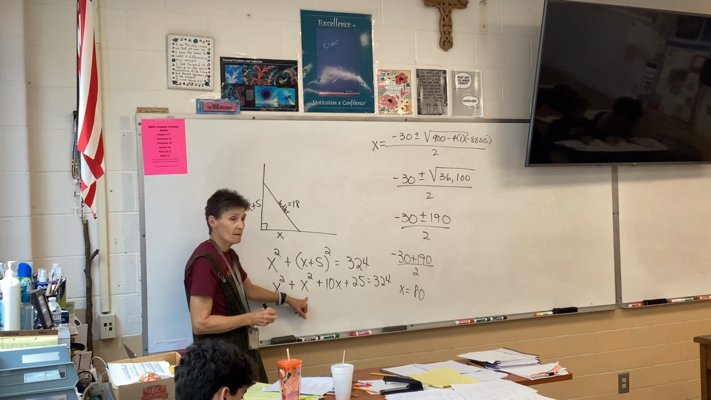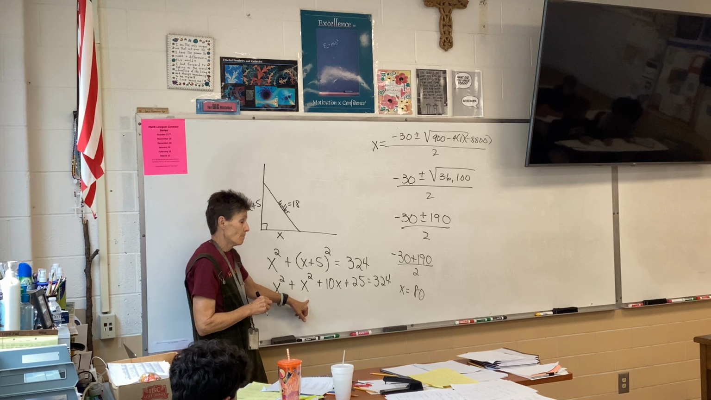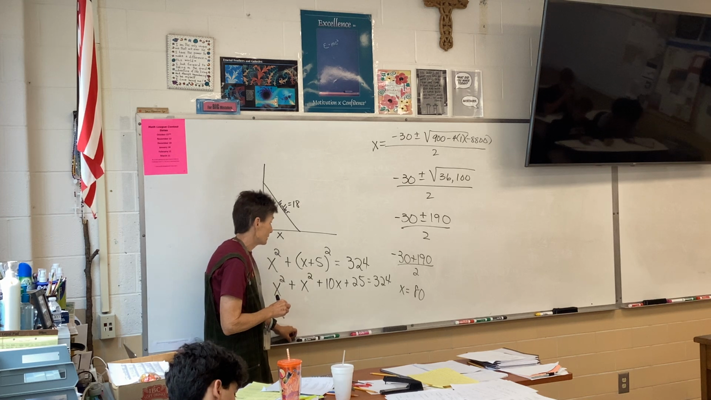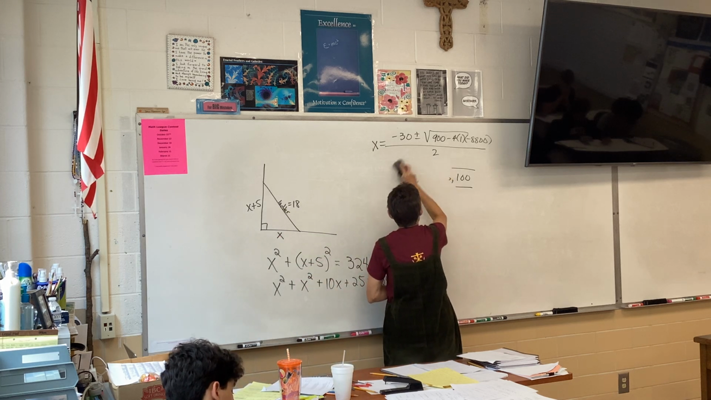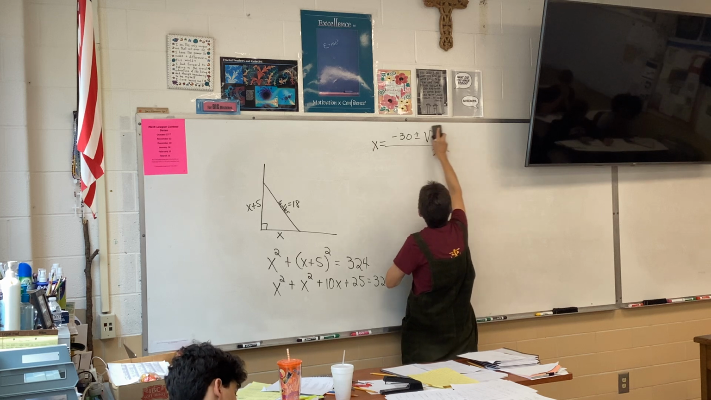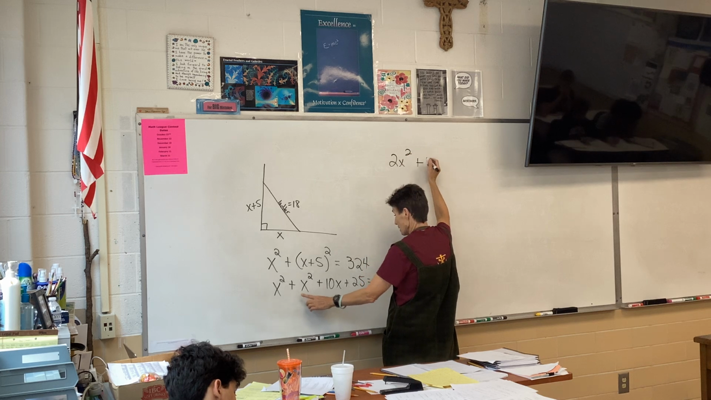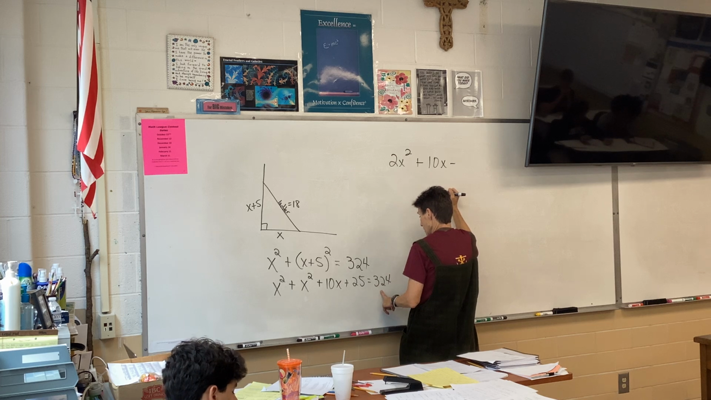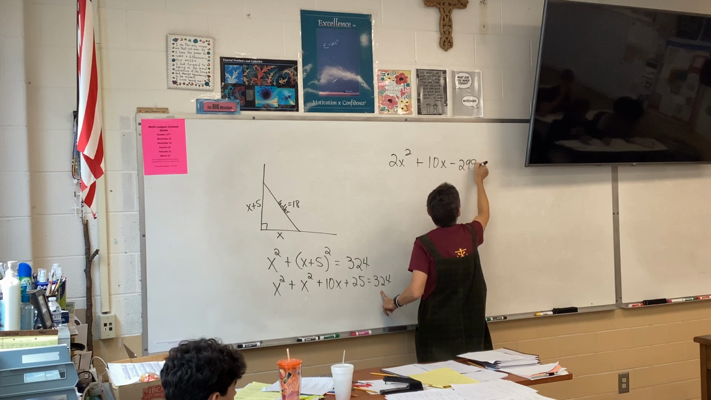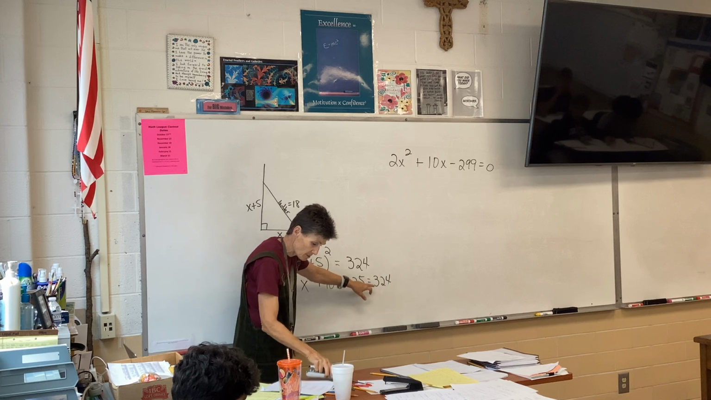Maybe you can do that in your head, maybe you can't. When you're my age, you'll be able to. All right, it looks worse than it did before. What should I do now? Combine like terms and get it set equal to 0. So 2x squared plus 10x minus 299. I don't know if that's right. Is 18 squared 324?